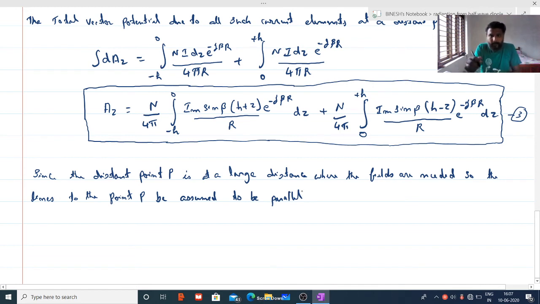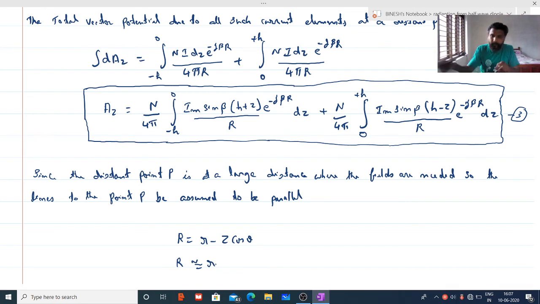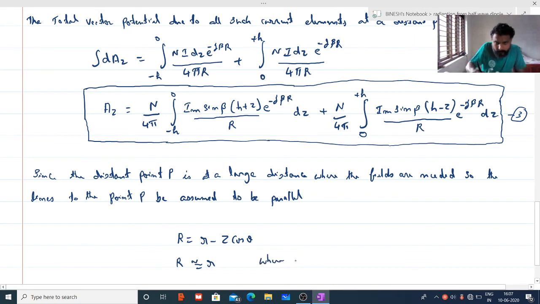So I can write R is nothing but r minus z cos theta, or in general I can call R nearly equal to small r, since P is at a large point.